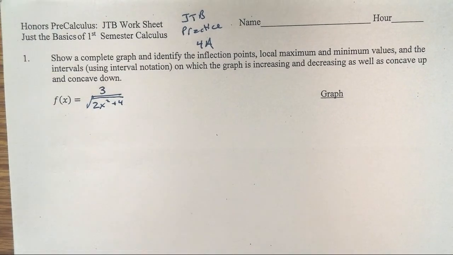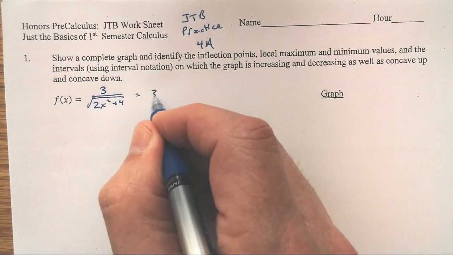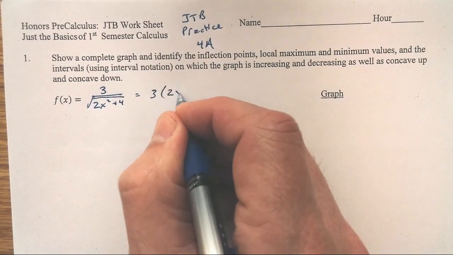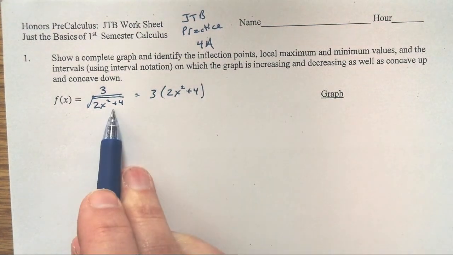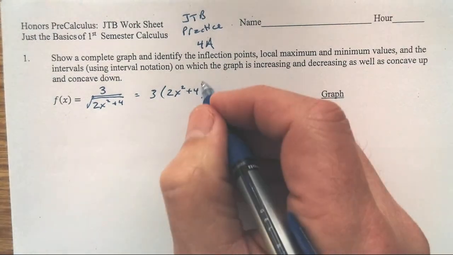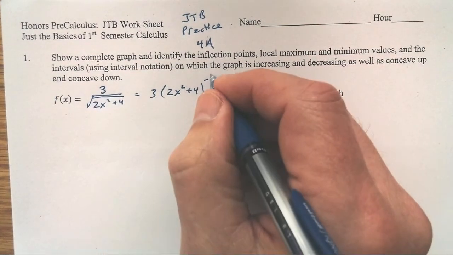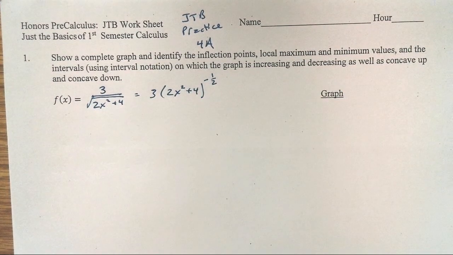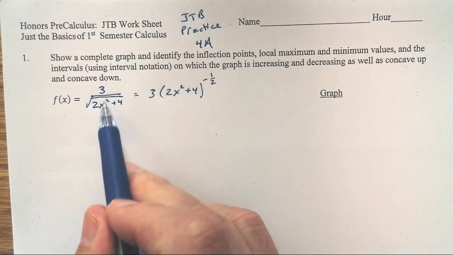All right. To find the derivative of this, I'm going to think of this as 3 times quantity 2x squared plus 4 to the power. We're going to write this as an exponent. Since it's in the denominator, it needs to be negative, and the exponent for square root would be 1/2. And I'm going to use that. I would rather deal with this than this quotient rule.